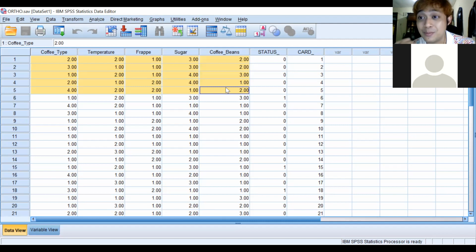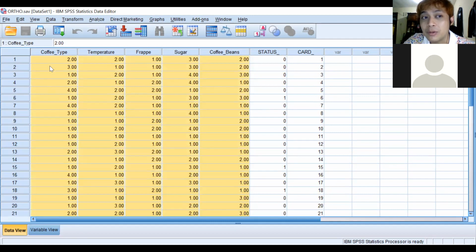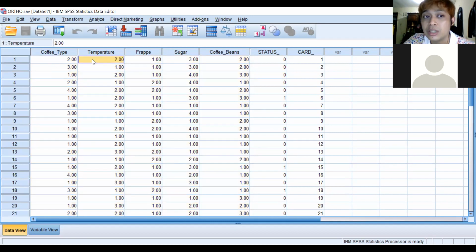So the most important thing, when you already generate something like this, don't lose this file. If you lose this file, you will cry. Because if you make it like this, then people will know what the dummy code is for the temperature two. For example, coffee type 2 in here is actually espresso.